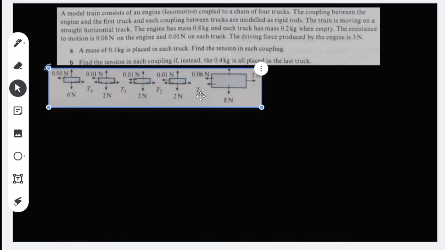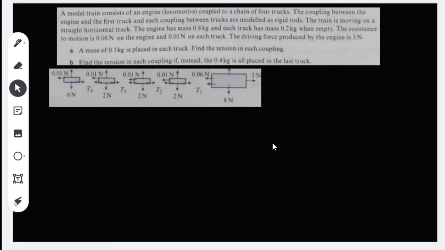So this is the diagram. The first part of the diagram, on the right, is the one for the engine. Based on the problem, it's the same. The driving force is 3 Newton. The weight will be 8 Newton because the mass is 0.8 kilogram. The resistance is 0.6 Newton.